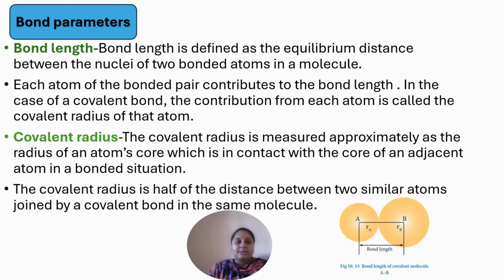Bond enthalpy. This bond enthalpy is defined as the amount of energy required to break 1 mole of bonds of a particular type between two atoms in a gaseous state. For example, the hydrogen-hydrogen bond enthalpy in a hydrogen molecule is 435.8 kilojoule per mole, that is H2 gives rise to H plus H, that is delta H is equal to 435.8 kilojoule per mole.